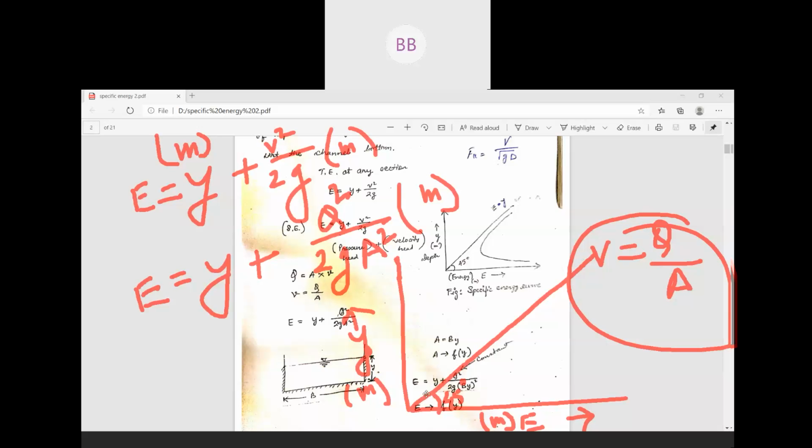Draw a straight line at 45 degrees, and this is nothing but your E is equal to y. This is an imaginary line, and why we need to draw this line, I'm going to tell you.